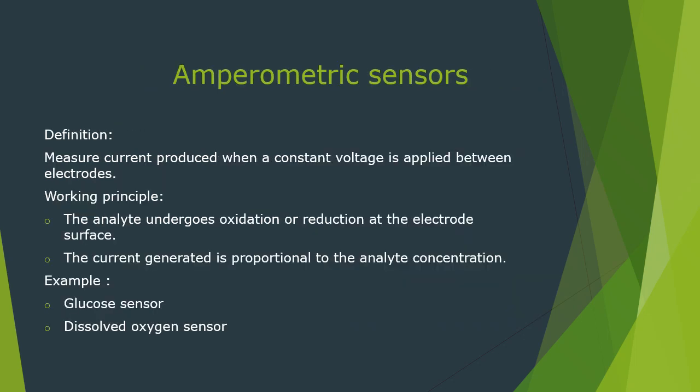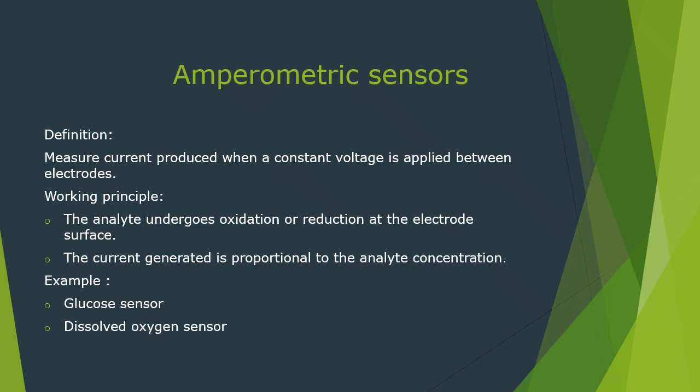Next are amperometric sensors. An amperometric sensor measures current produced when a constant voltage is applied between electrodes. Working principle: the analyte undergoes oxidation or reduction at the electrode surface. The current generated is proportional to the analyte concentration.